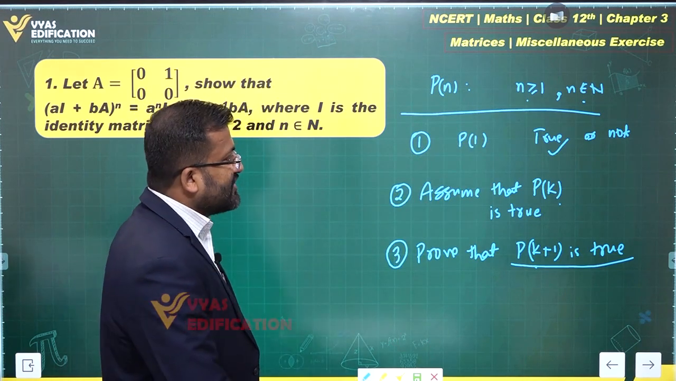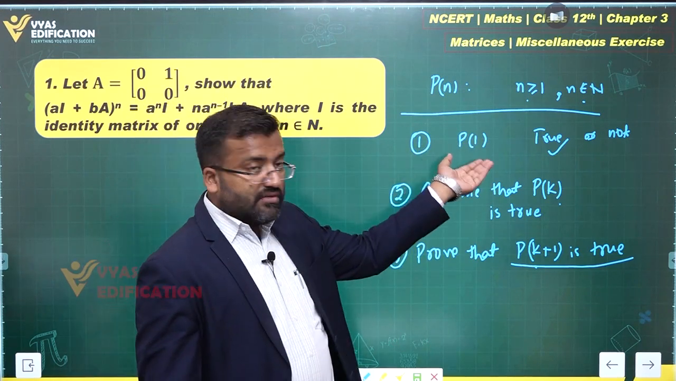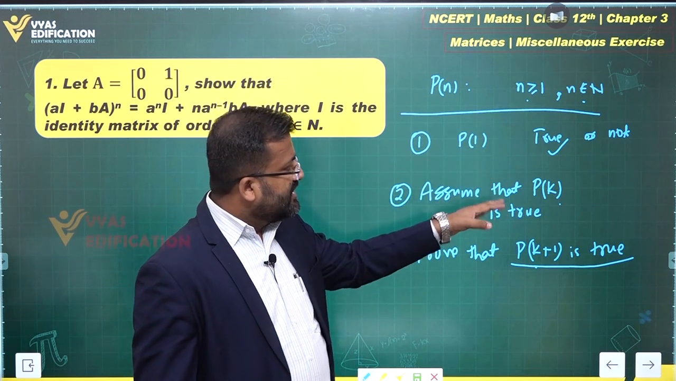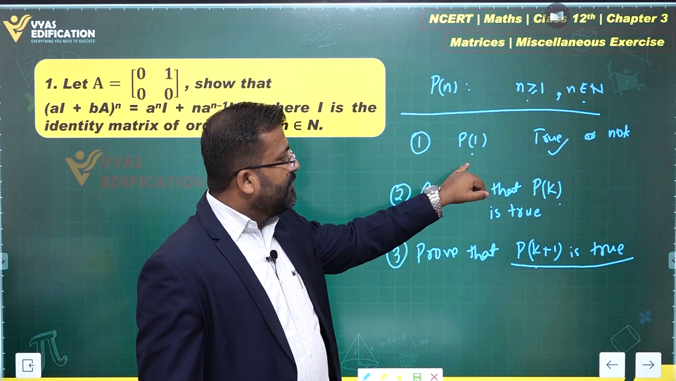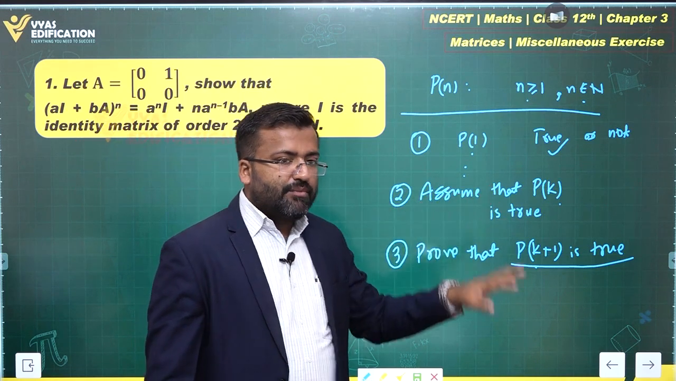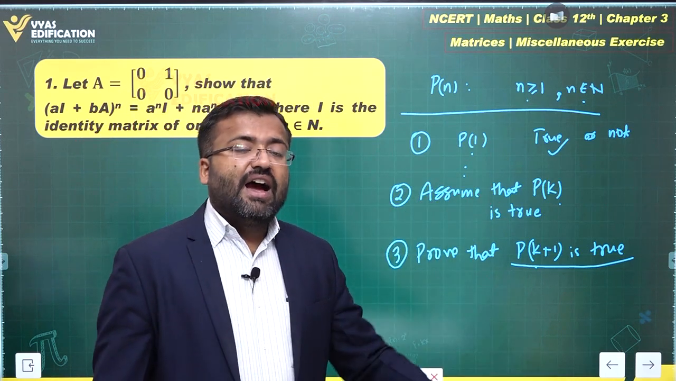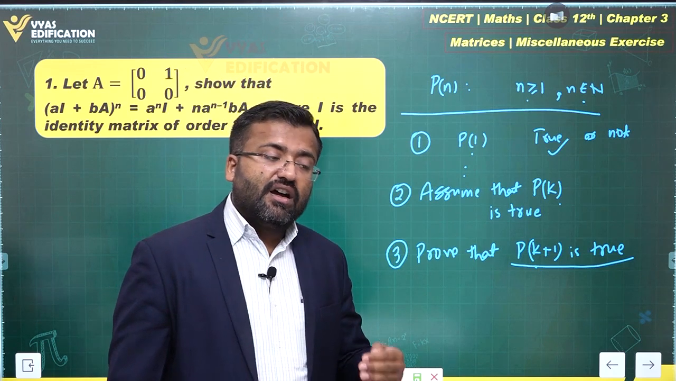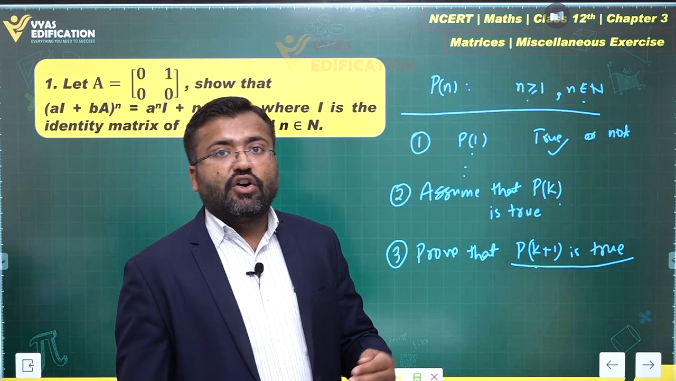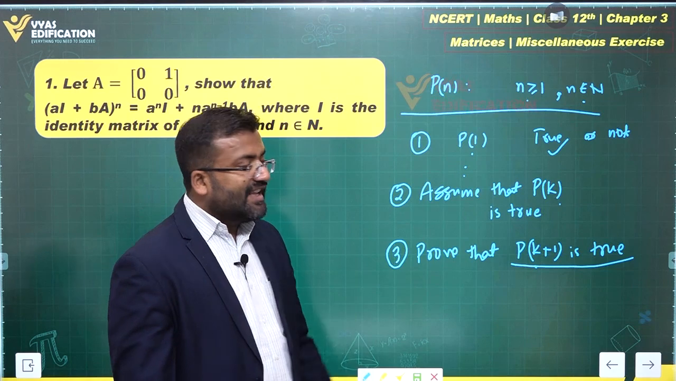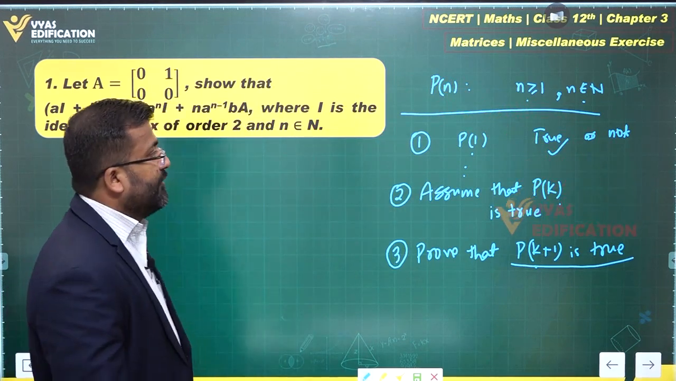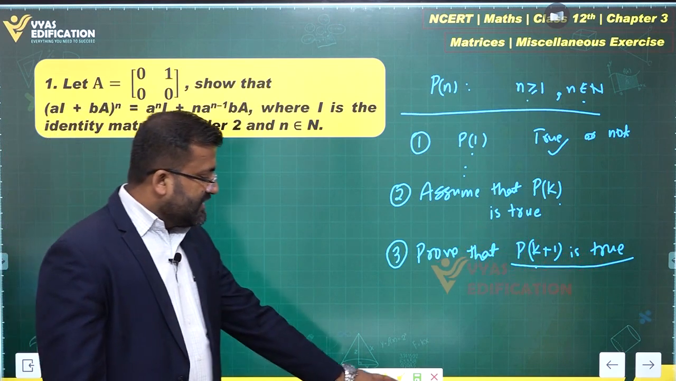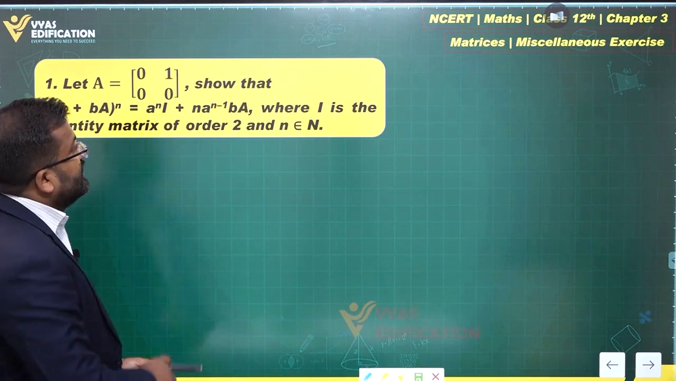What happens here is actually, since P1 is found to be true, on the basis of this result that Pk is true implies Pk plus 1 is true, P1 will imply P2, P2 will imply P3, P3 will imply P4, P4 will imply P5, and on and on. At the end of the day, you can say that Pn is true for all natural numbers. That's the idea behind the principle of mathematical induction. And now let's take a look at this question.